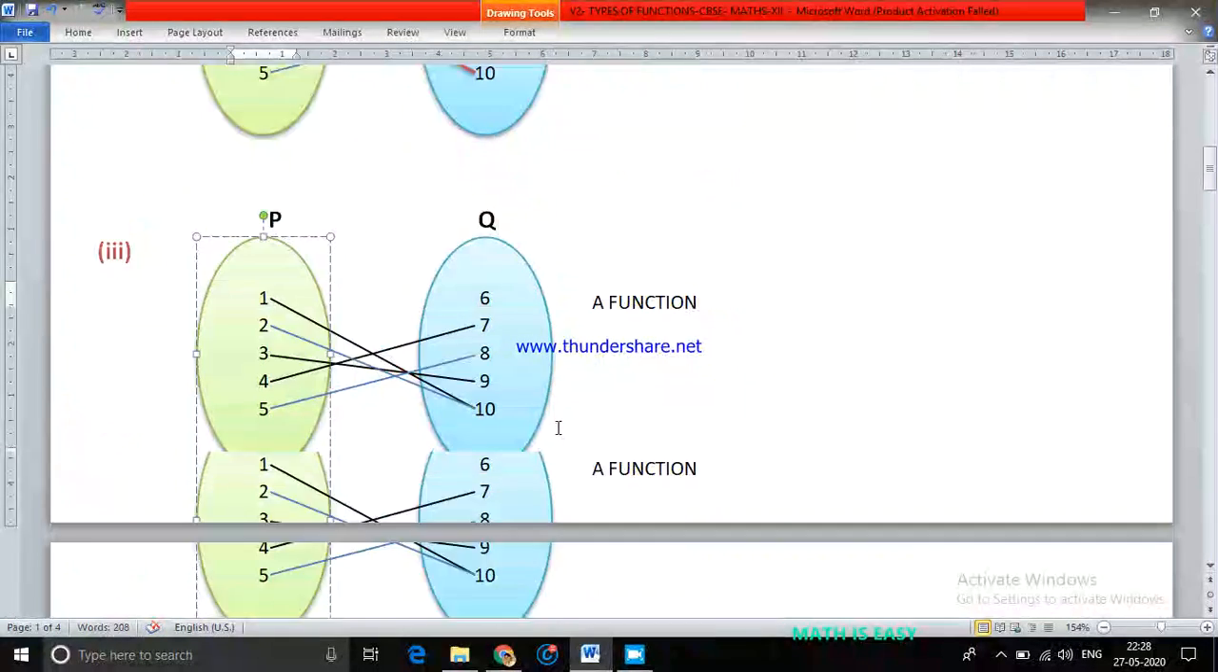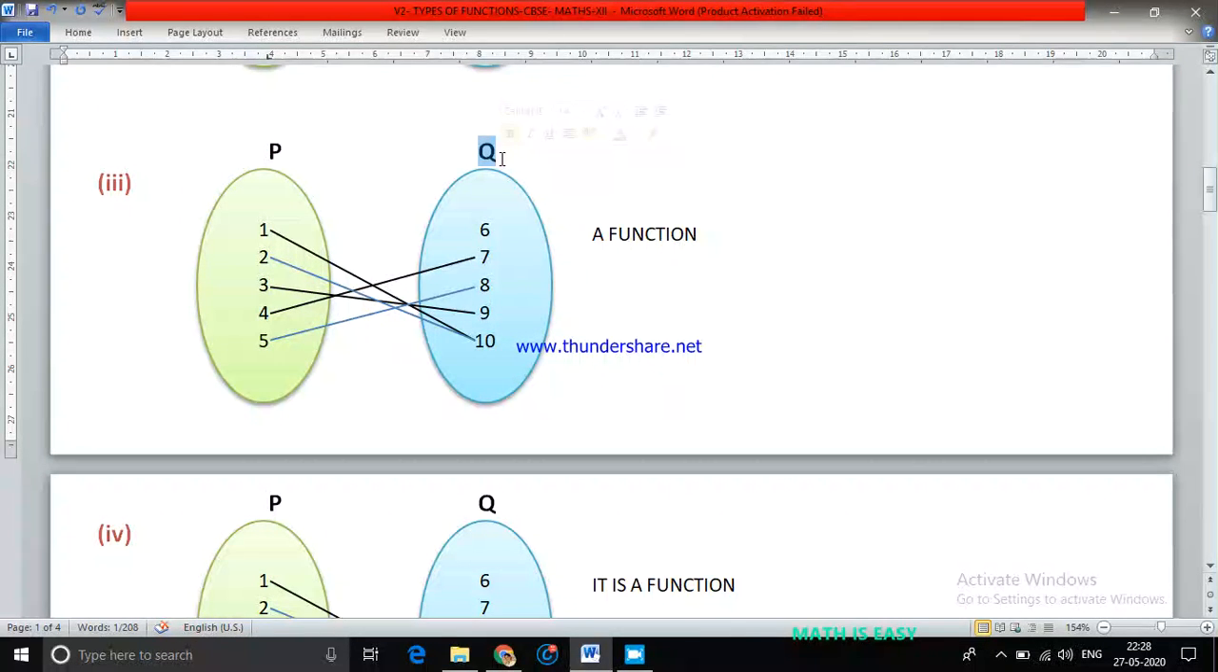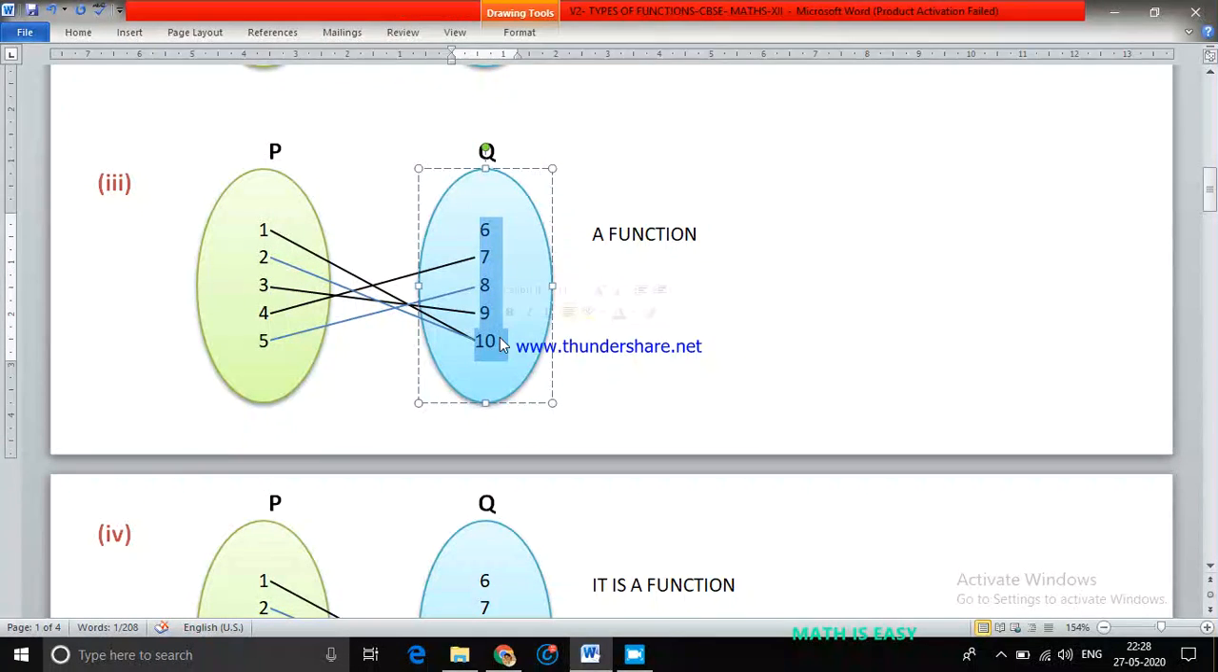Now when I come to onto function, as I said, onto function is defined on Q. Am I right? Onto function is defined on Q. What does it say? Every element in the set Q must be mapped by the elements of P. You see here, 6 is there, but 6 is not the image of any element of P. So hence it is not an onto function.